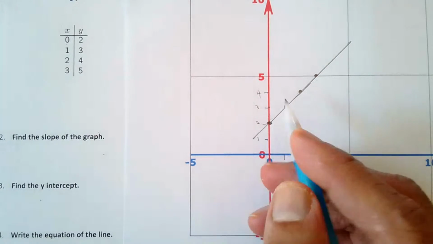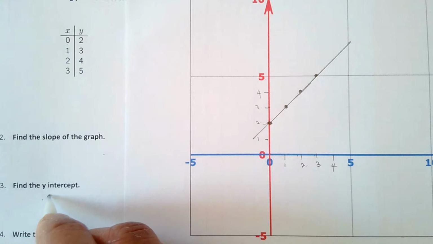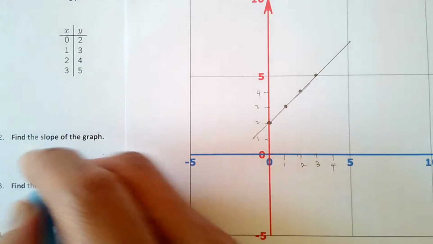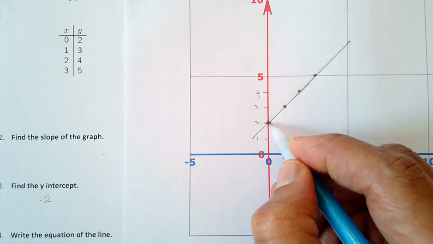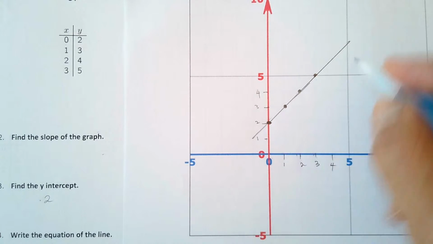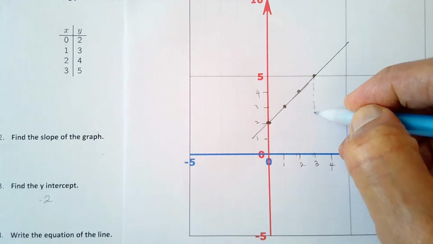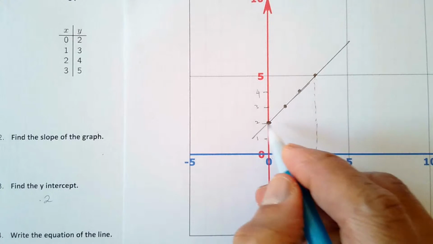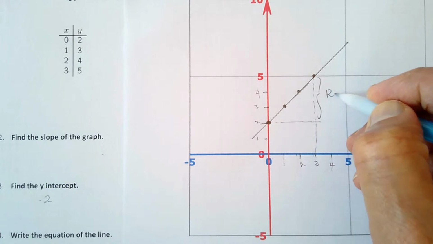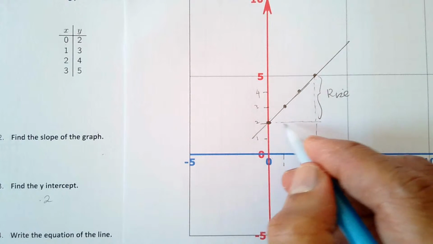My y-intercept is 2. Now the slope, where the slope is the rise, so I pick 2 points here. These 2 points I can read off easily. Then construct a vertical line. This is down 3 and this is down 2. But this is my rise, and this would be a run.